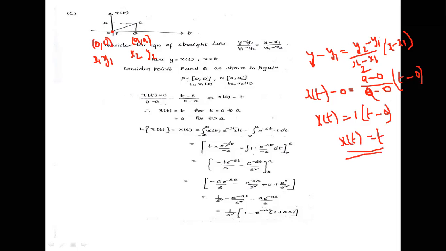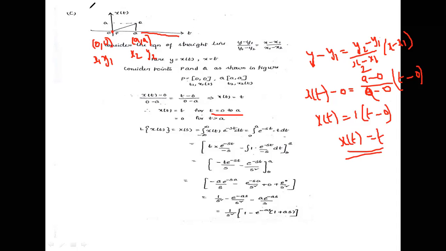X of t is equal to t. So far, the given graphical representation, the signal is x of t equal to t, my dear students, in the range of 0 to a, and 0 for t greater than a.